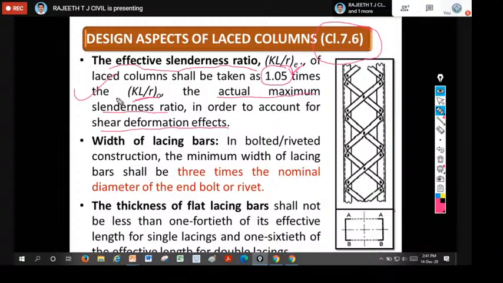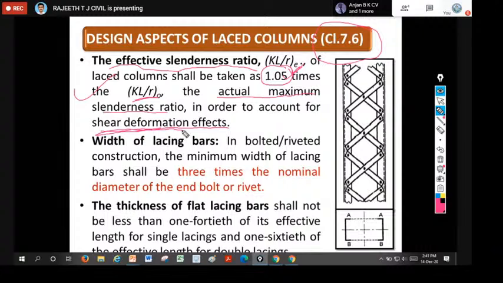In built-up columns we have two categories in the syllabus, laced column and battened column. When you're designing a laced column, we should take the effective slenderness ratio 5% more than that of a regular column to take care of the shear deformation effects.